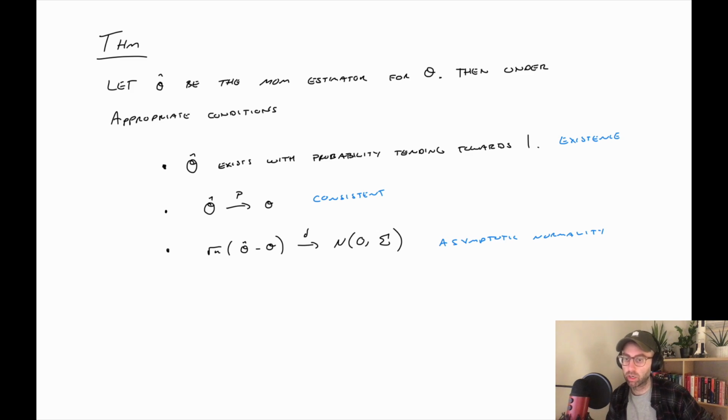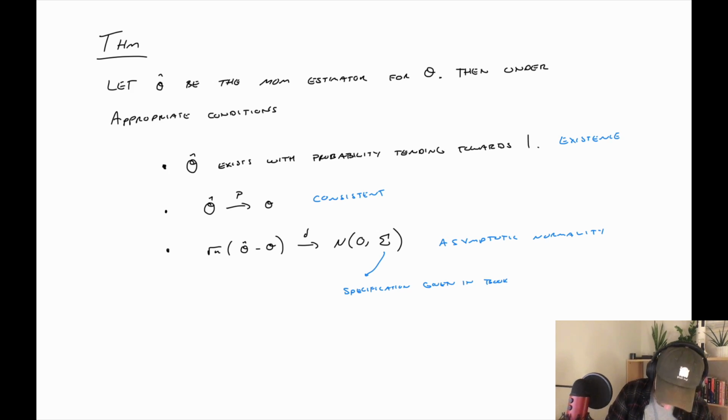So theta here could be vector valued. So we have the variance here represented by sigma. The exact specification, I'll say, is given in the book. But it's not the easiest thing in the world to deal with. So a faster way would be the bootstrap.